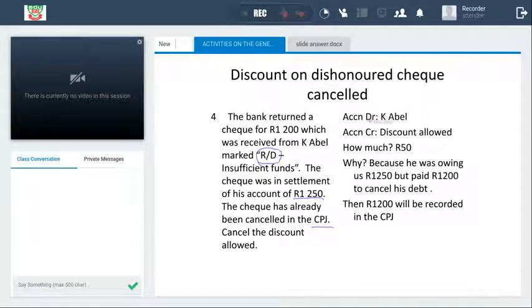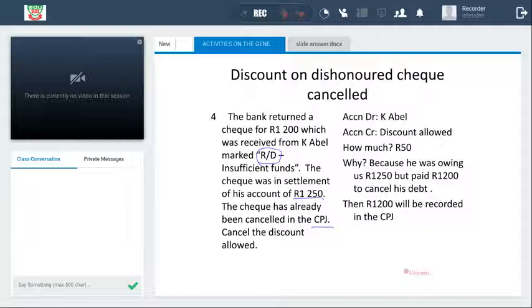So we debit Abel to reinstate his debt, and we reinstate the discount allowed with 50 rand, and we credit the discount allowed column 50 rand, because he was owing 1,250 but paid 1,200 to cancel off his debt. Now it can't work. So we have to reinstate back his 1,250. 1,200 is cancelled in the CPJ because it was recorded in the CRJ. And now the 50 rand will be recorded in the general journal.